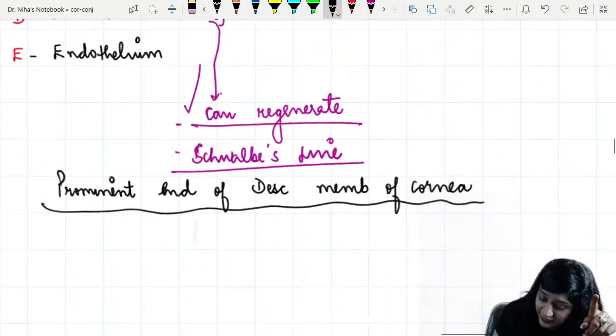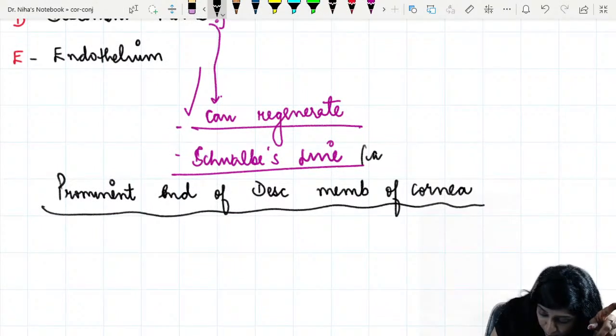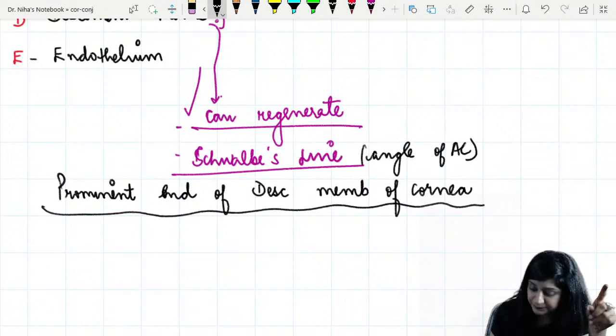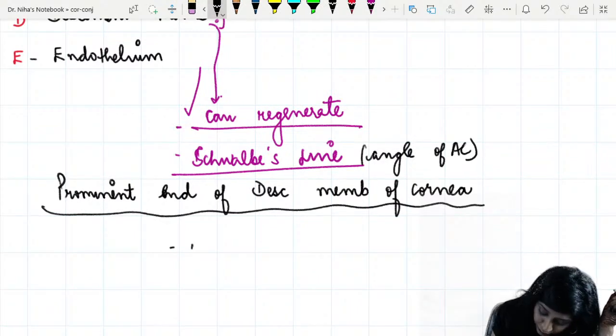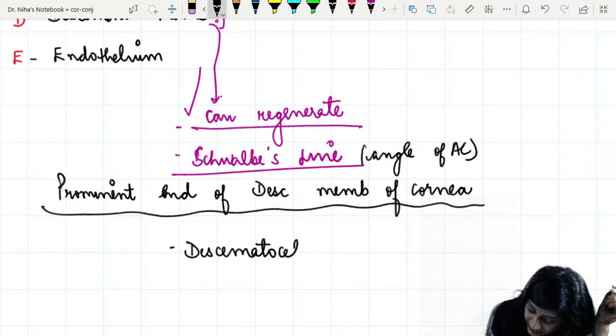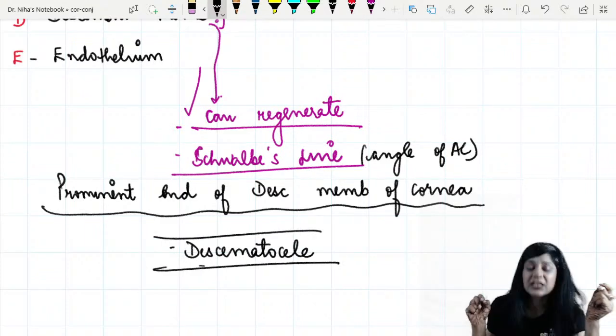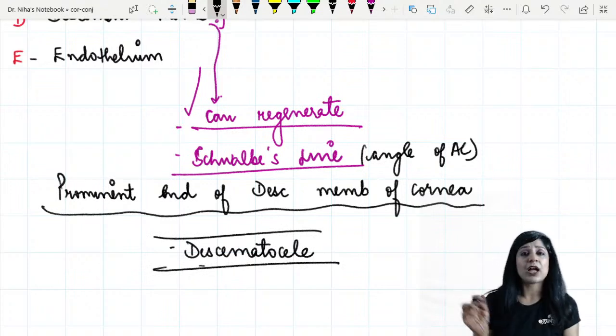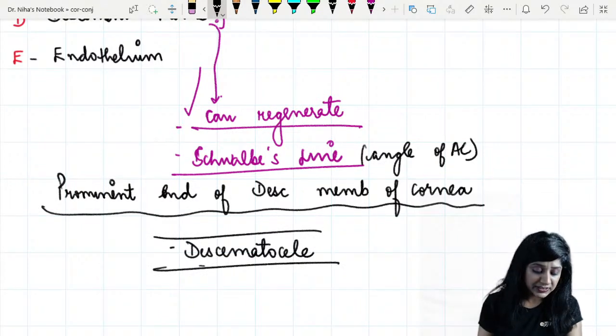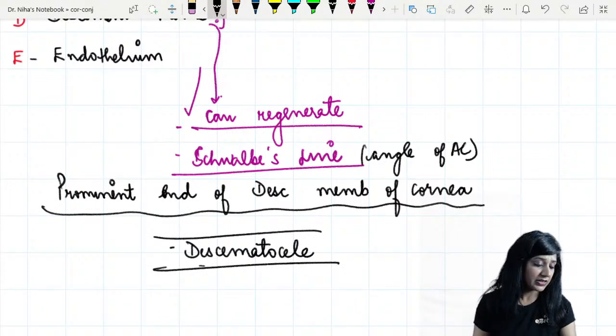So this is actually a part of the angle of the anterior chamber. And then it also forms the descemetocele. Descemetocele we will actually be discussing in the bacterial corneal ulcer, so I am not talking about it now because we will discuss it there.